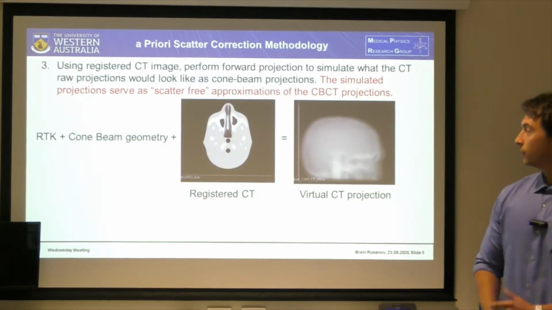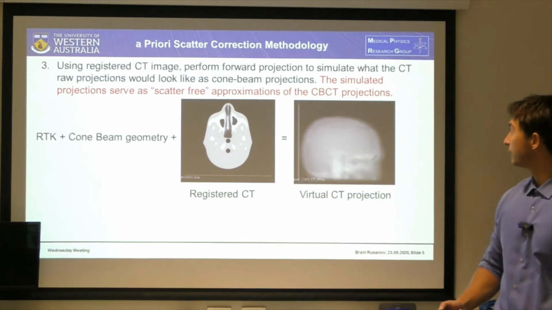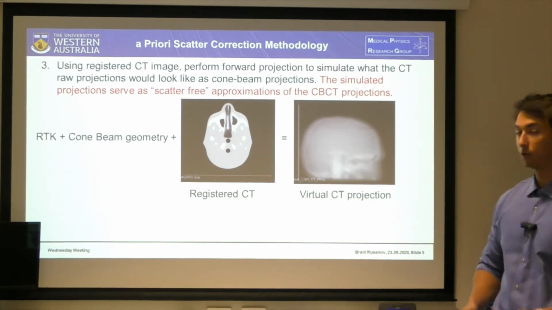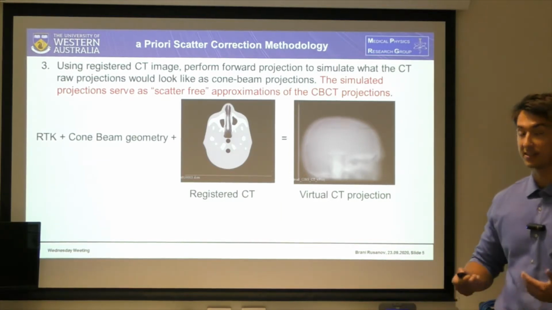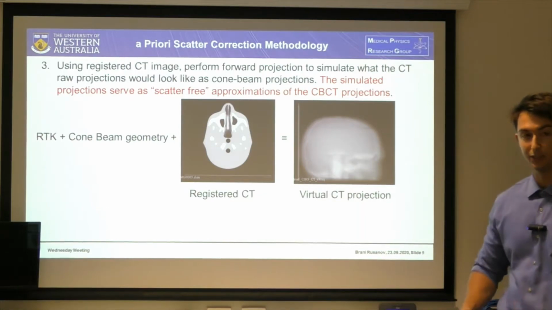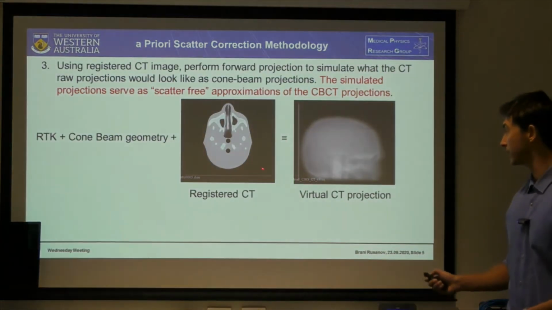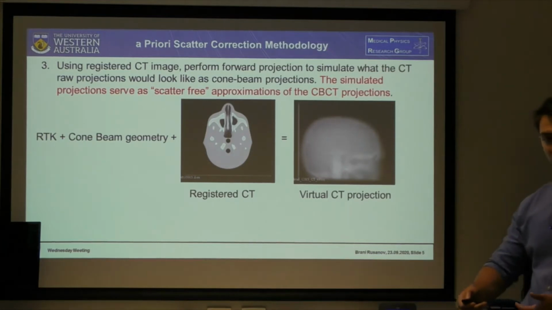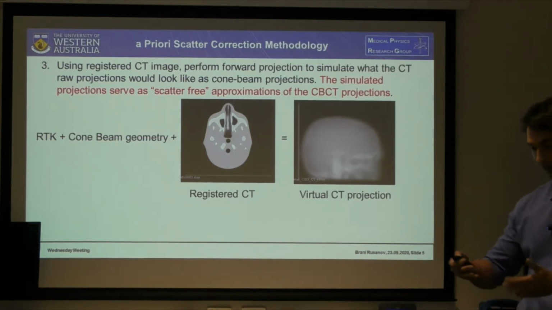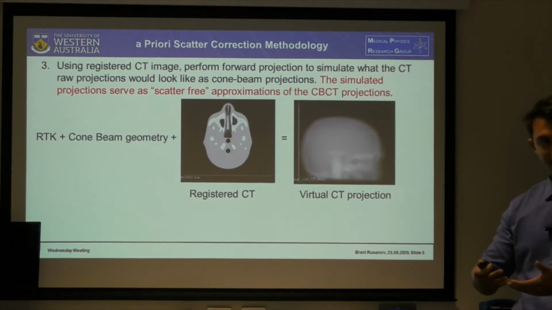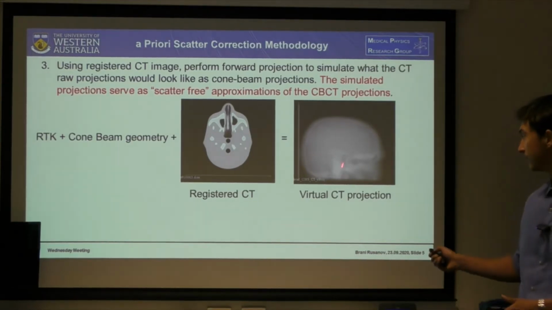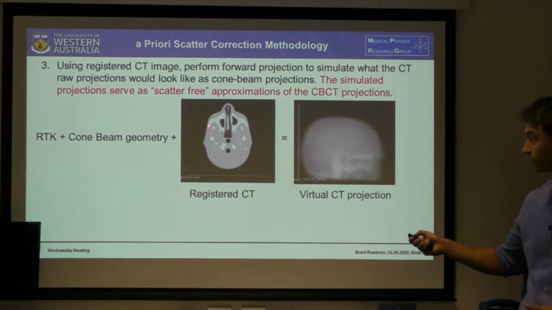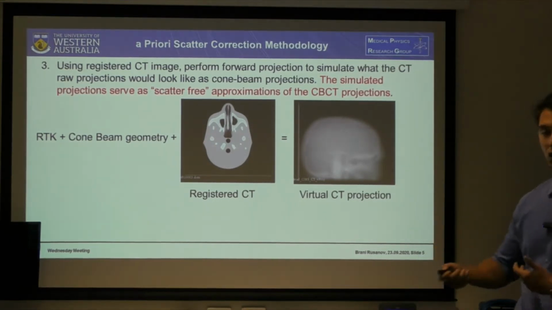Step 3, using the registered CT image, we perform a forward projection to simulate what the raw projections would look like as cone beam projections. The simulated projections serve as scatter-free approximations of the CBCT projections. Now this step is very important because for some of you who may not know what forward projection is, it's the reverse of back projection, where you take your measured attenuation signals and you essentially smear them out along every angle in order to get your reconstructed image slice by slice. We essentially do the opposite for forward projection.